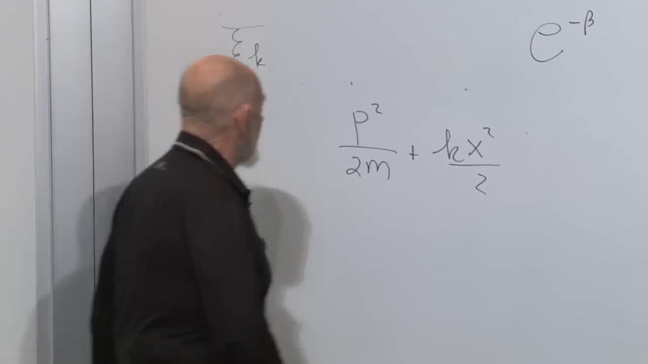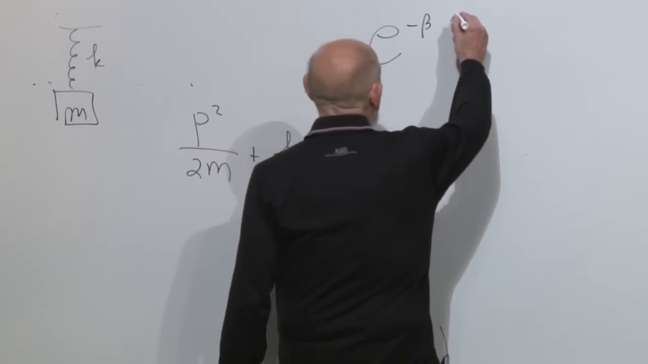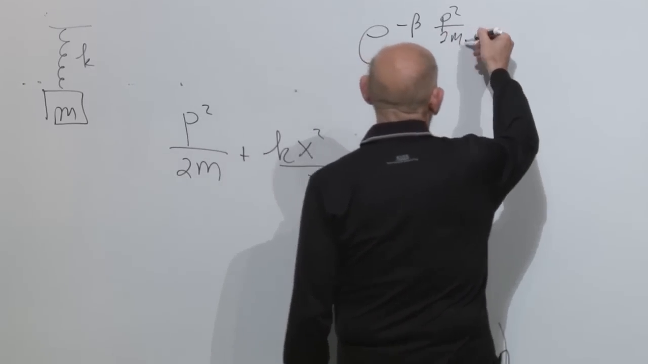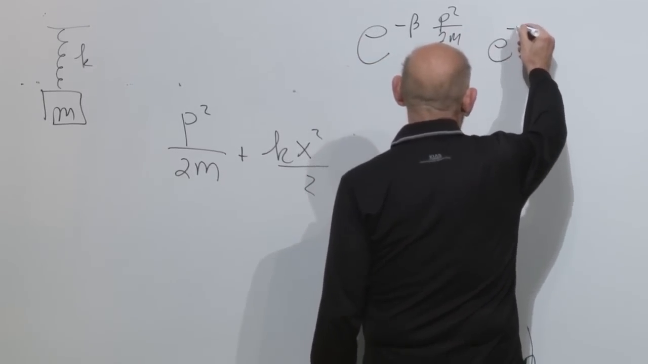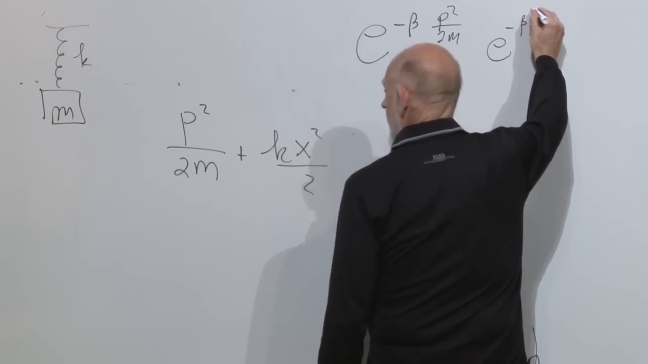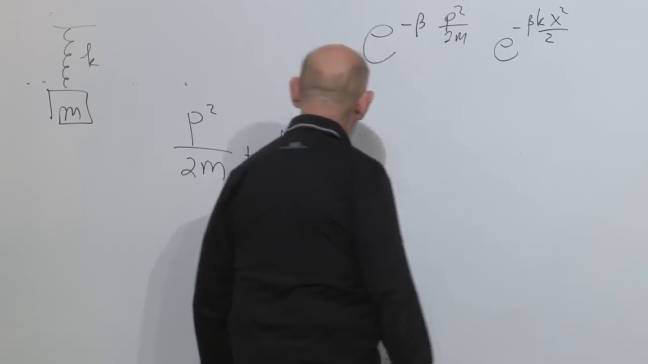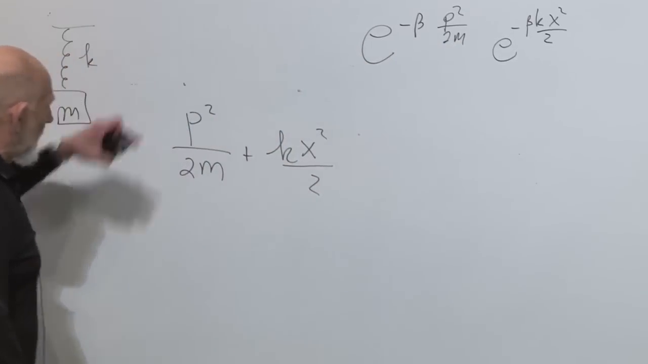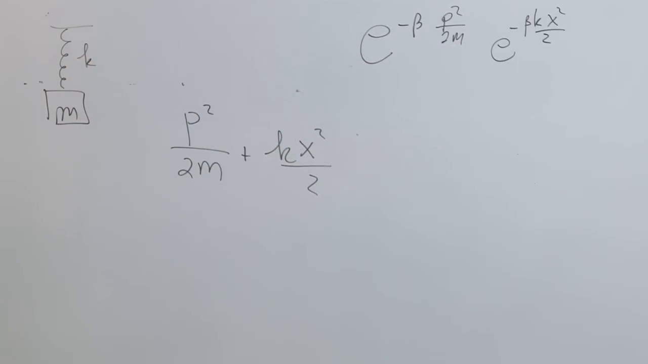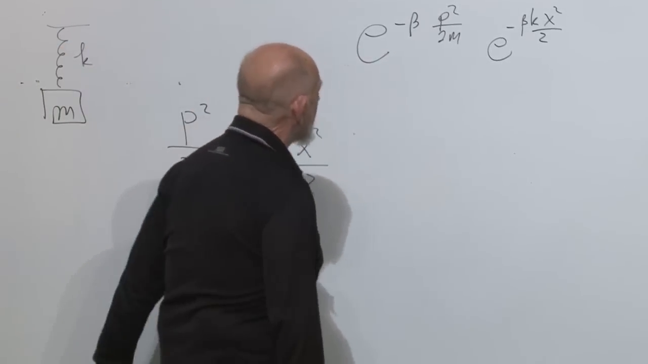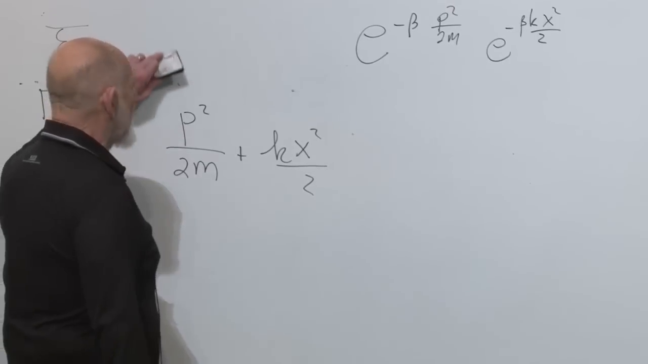Okay, e to the minus beta, p squared over 2m. I'm going to factorize it. E to the minus beta, k x squared over 2. I've simply used the fact that the exponential of a sum is just the product of exponentials, so I factorized it like this. That's the expression for e to the minus beta times the energy.